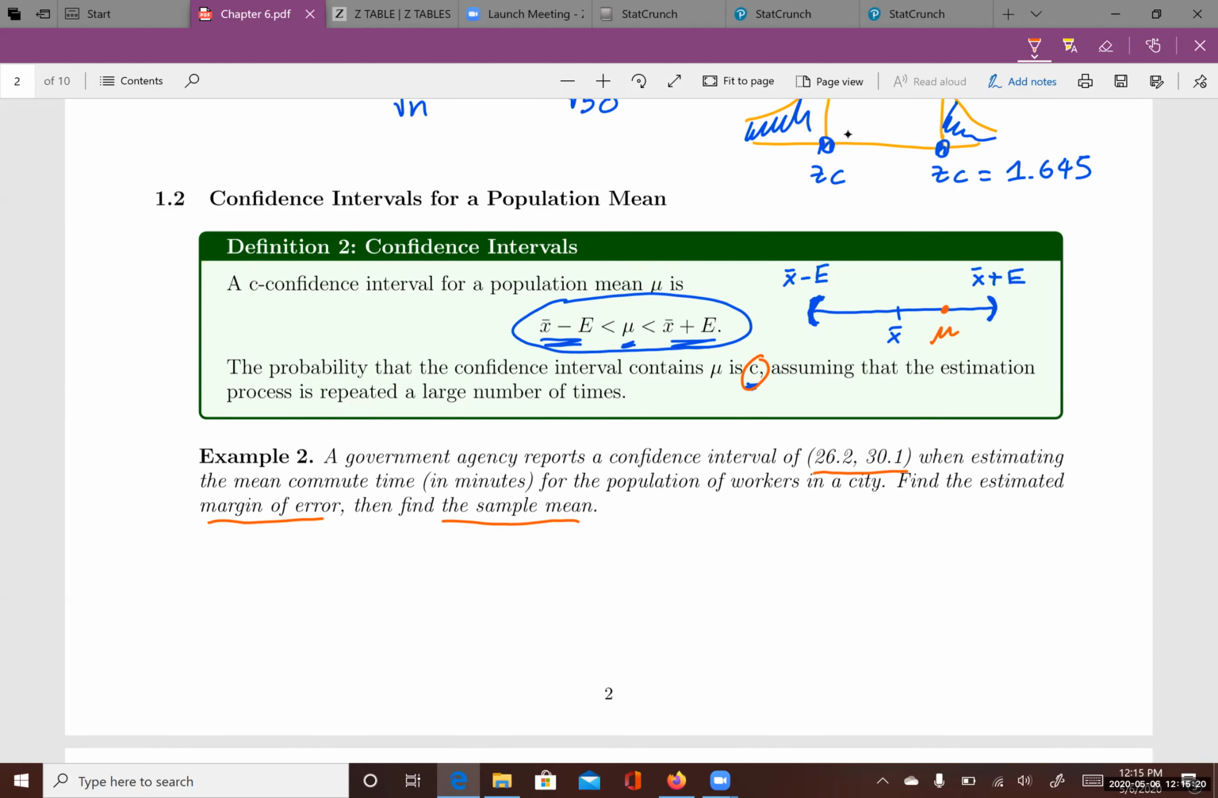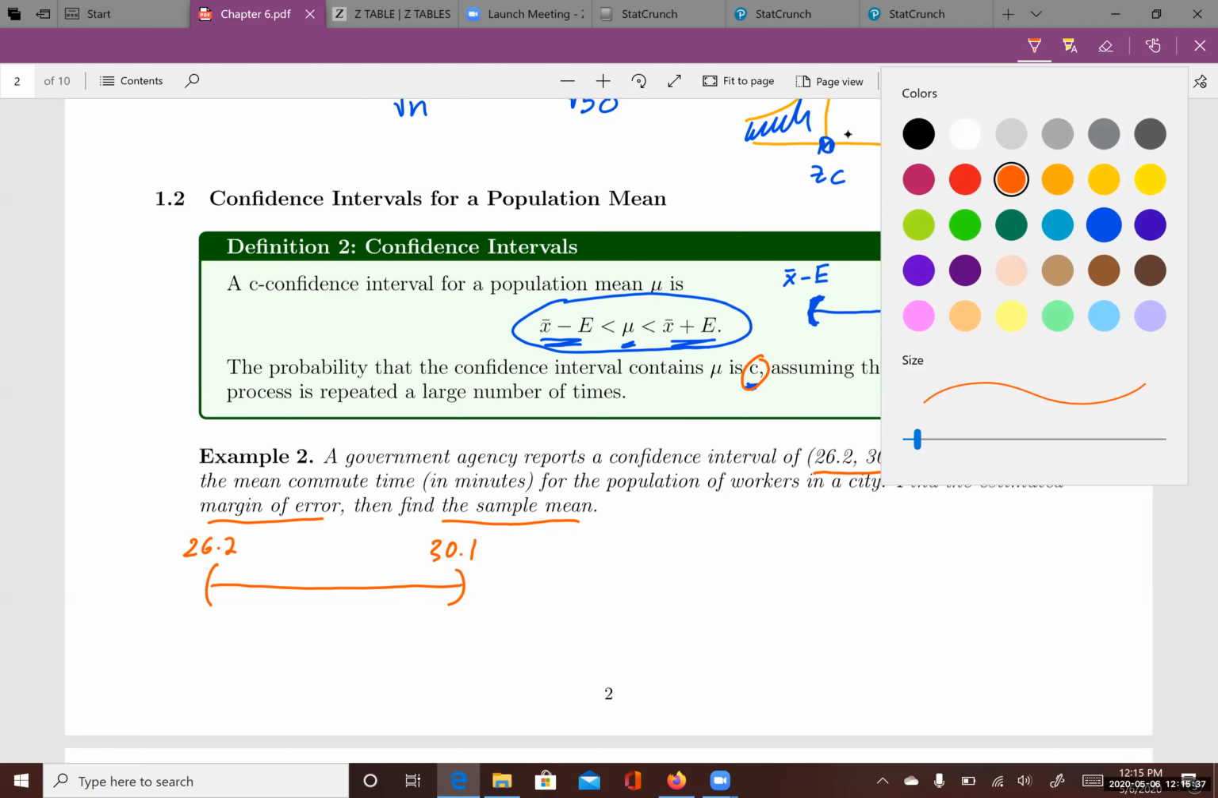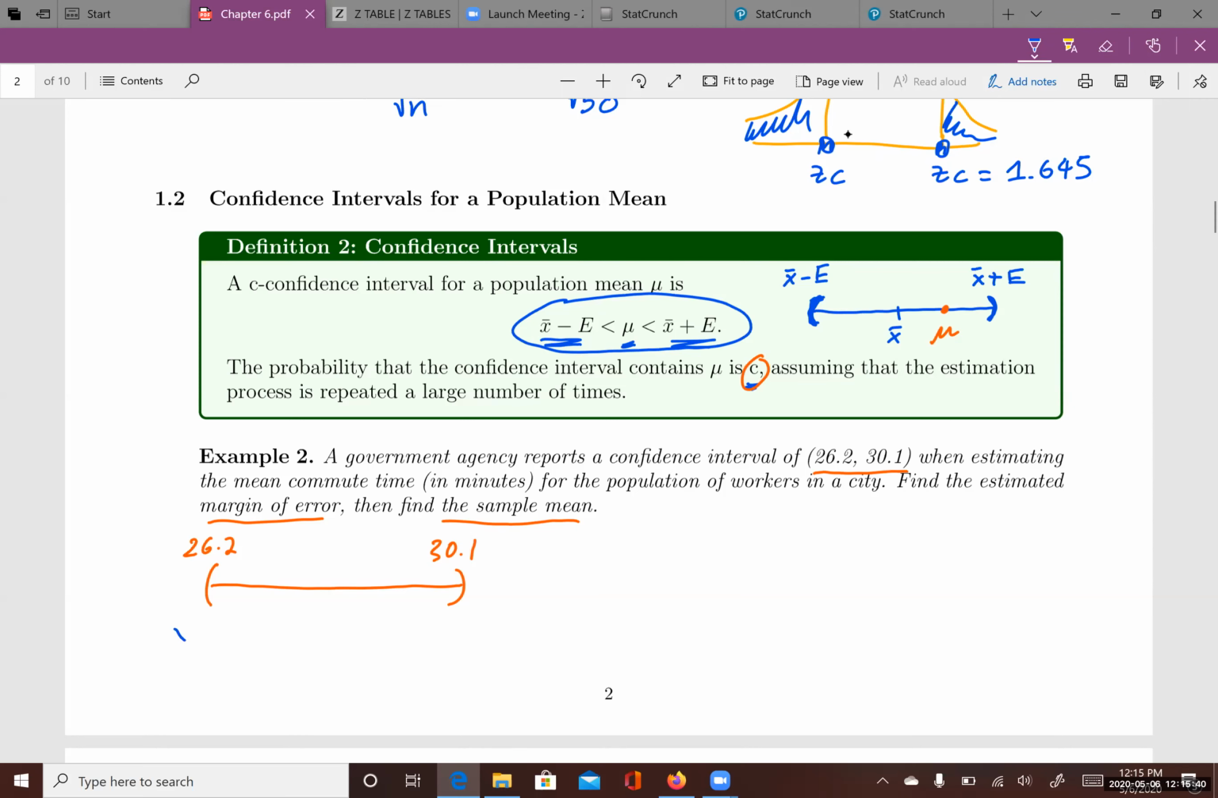So if you're given a confidence interval 26.2 and 30.1, 30.1 is the upper bound and 26.2 is the lower bound, right? And you know by the definitions that 26.2 should equal X bar minus E, and 30.1 should equal X bar plus E. And X bar should be the point in the middle of this interval.